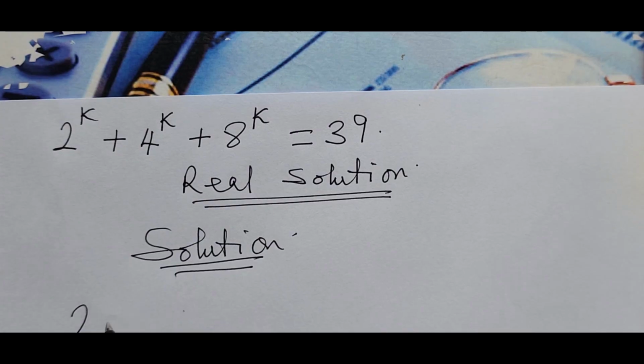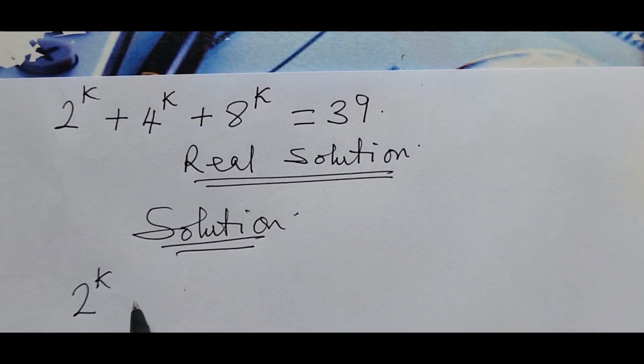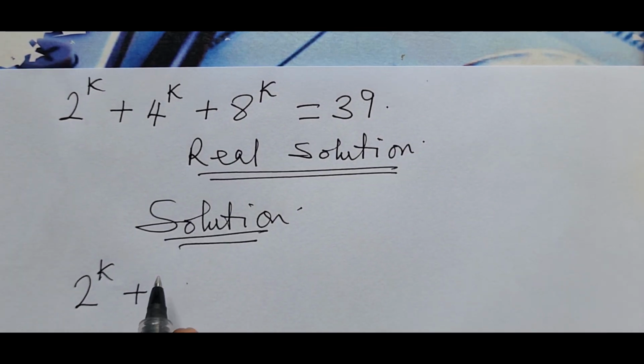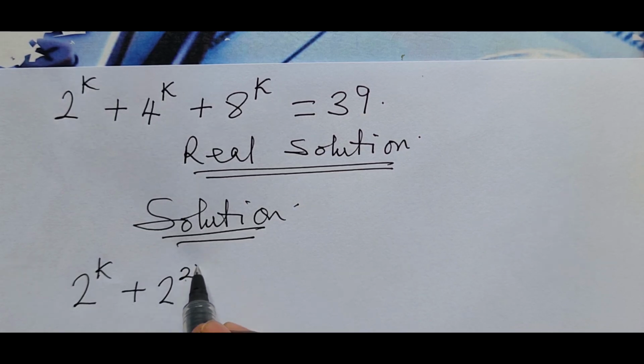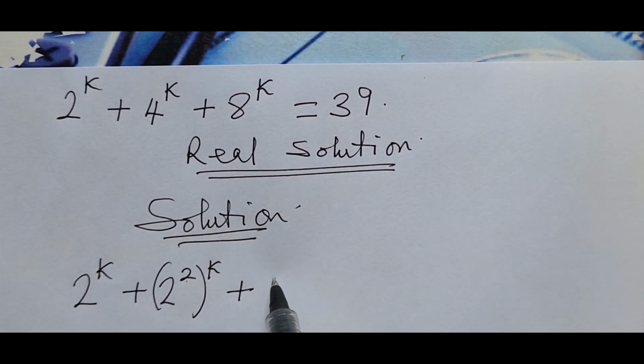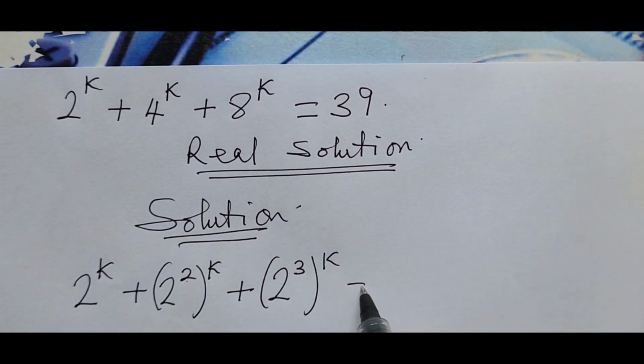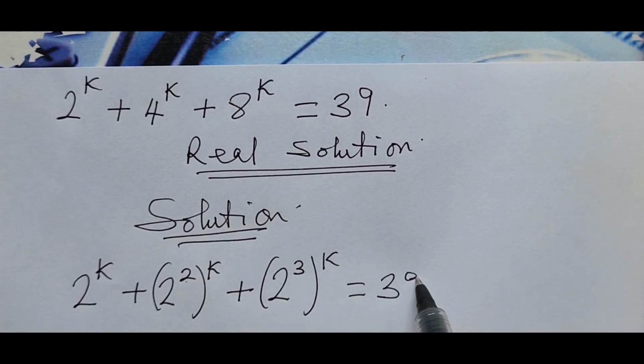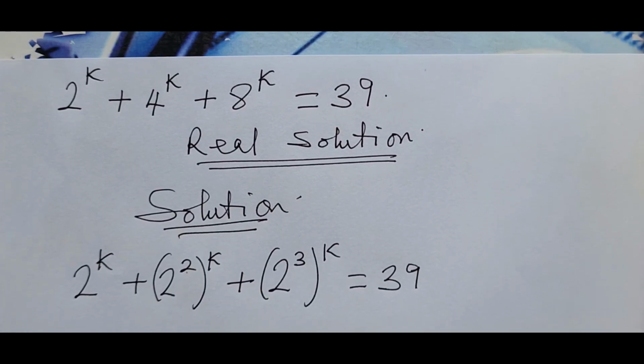So we have here 2 to the power of k, plus 4 can be written as 2 to the power of 2, all raised to the power of k, plus 8 could be written as 2 to the power of 3, all raised to the power of k. This is equal to 39. Remember, 39 cannot be expressed in base 2.